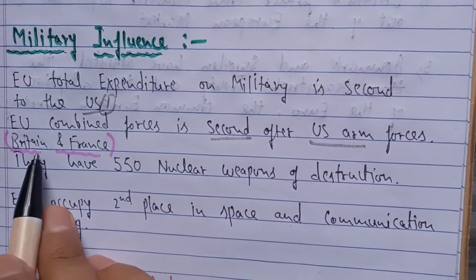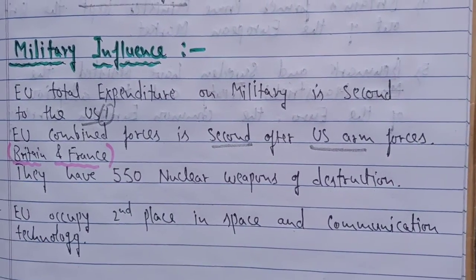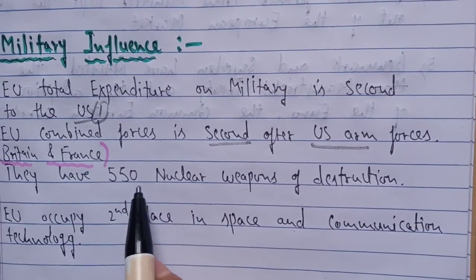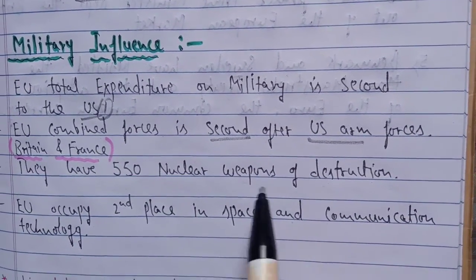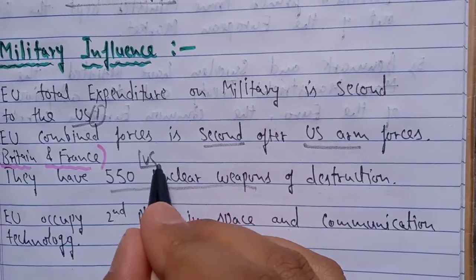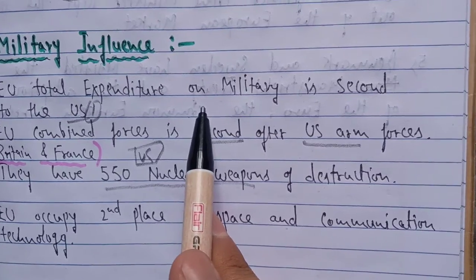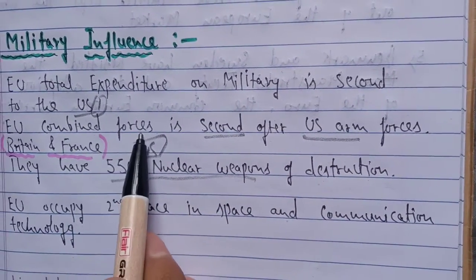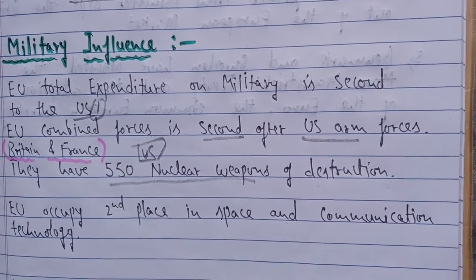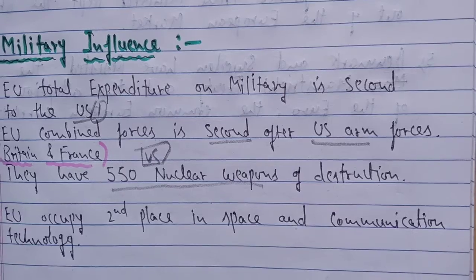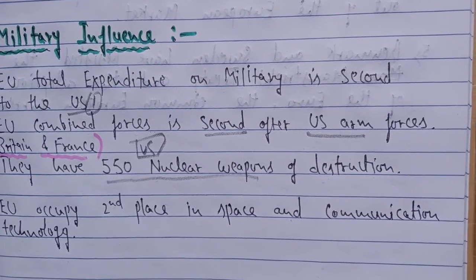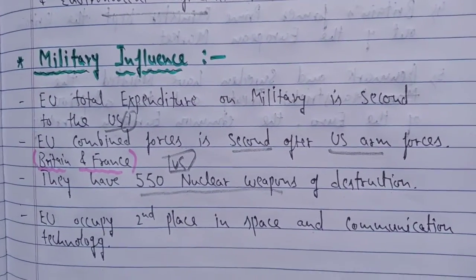Here they also had Britain and France, among the most important and powerful members of the European countries. They had 550 nuclear weapons of destruction. Although this number is very small compared to the US, still we can say this was second in military expenditure, second in combined military forces after the US, and it had only 550 nuclear weapons. But still we can say it was occupying the second position, and it had the capability and capacity to at least challenge the power of the USA in world politics.